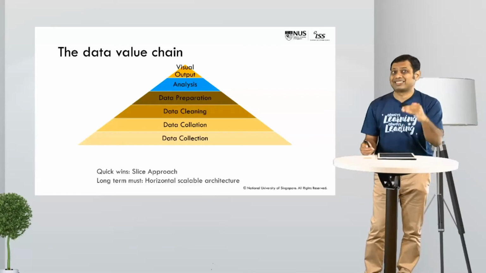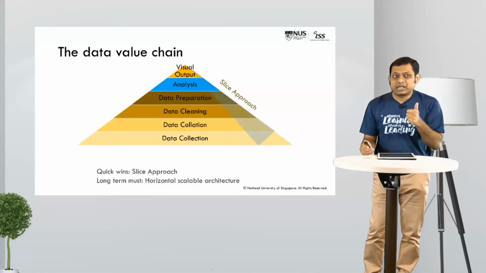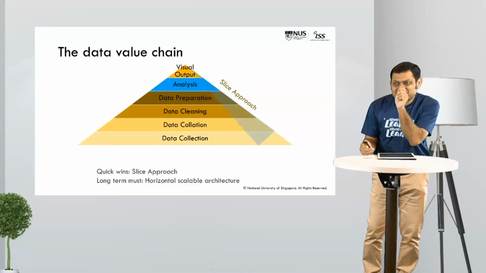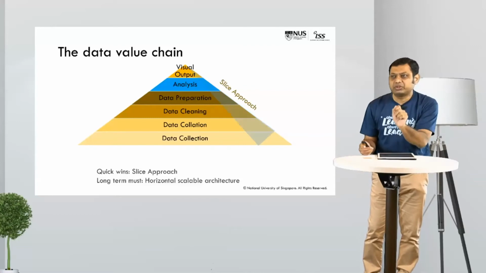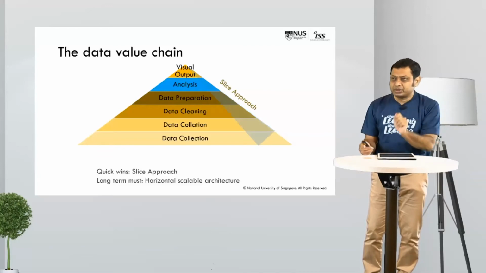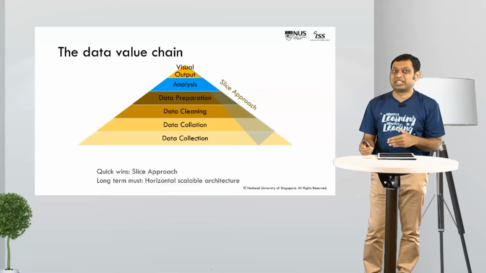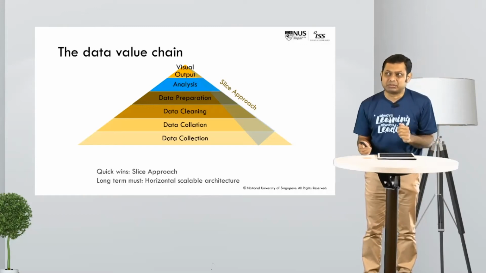But if this cake is too big to eat, if this is a huge pizza that you cannot eat, what do you do? You cut a slice. Cutting a slice is where you say, okay, let me take just that small problem, just that visual output. And for that visual output, let me look at the analysis, preparation, cleaning, collation, and collection that's required. And if I do that, then I would be able to do something which is a quick win. But you need to look at a balance between a quick win and a long-term scalable approach.